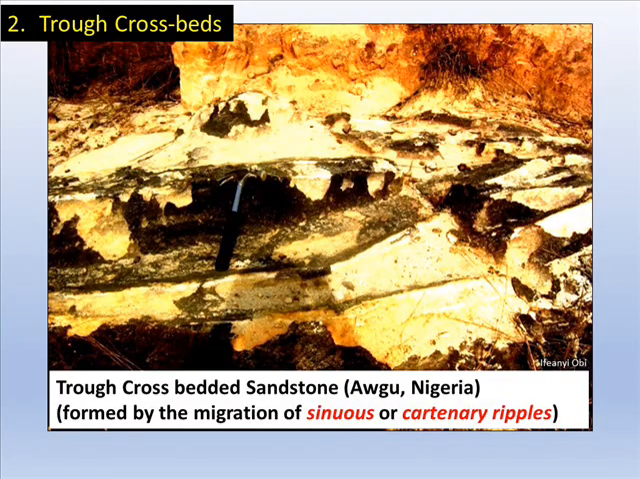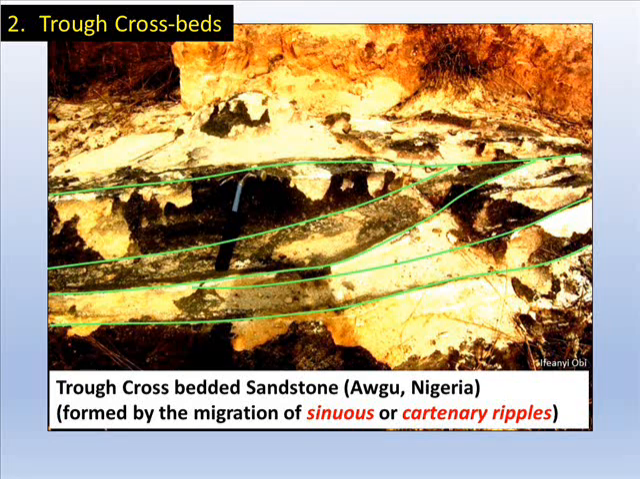This is an example of trough cross-beds taken from one of our inland basins here in Nigeria. We actually see that these are potentially formed by large-scale ripples, and they may have formed by the migration of either sinuous or catenary ripples.